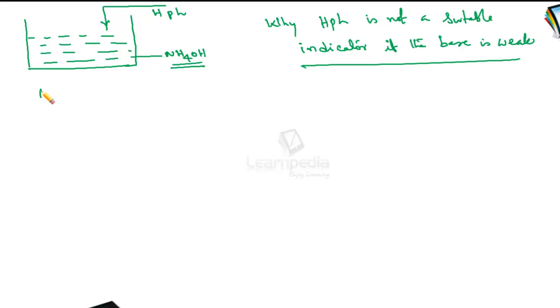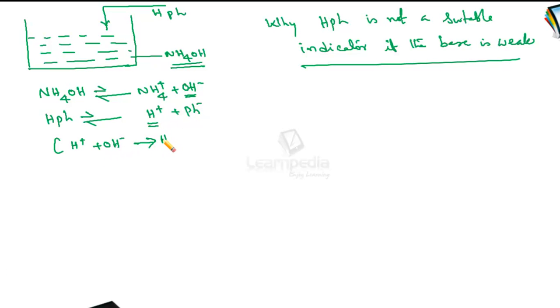Now, ammonium hydroxide is a weak base, therefore its ionization is less, therefore the aqueous solution contains very less number of OH minus ions. Further, phenolphthalein is a weak acid, undergoes ionization to a very small extent to give H plus ions, less in number, and also phenolphthalein ions. Now the H plus ions combining with the OH minus ions to give water is very less, because the OH minus ions in the solution are less as ammonium hydroxide is a weak base.